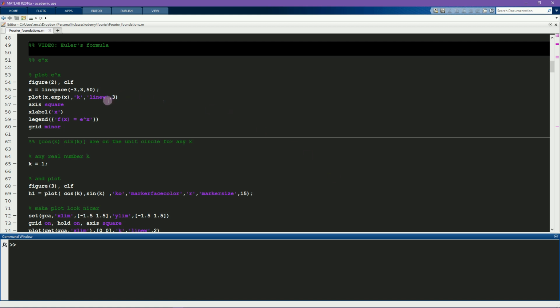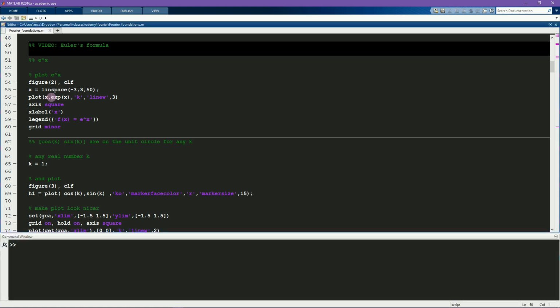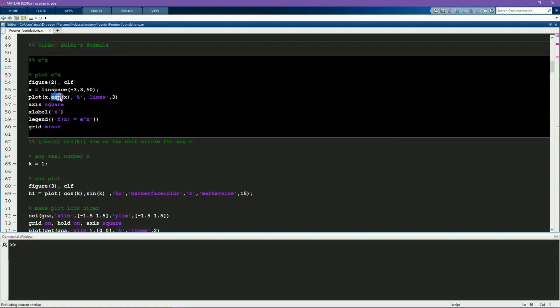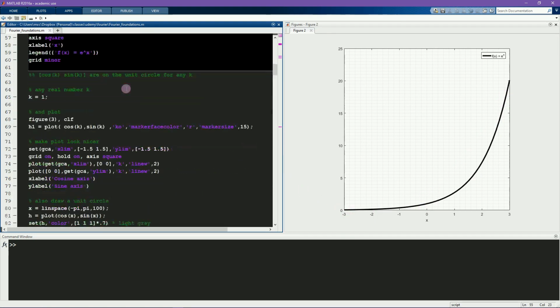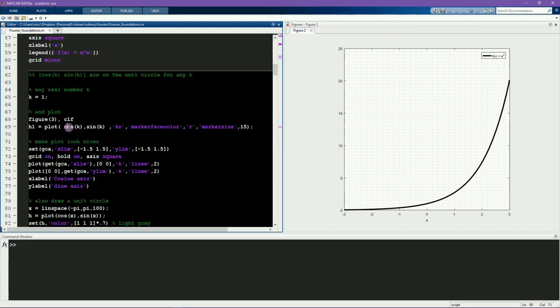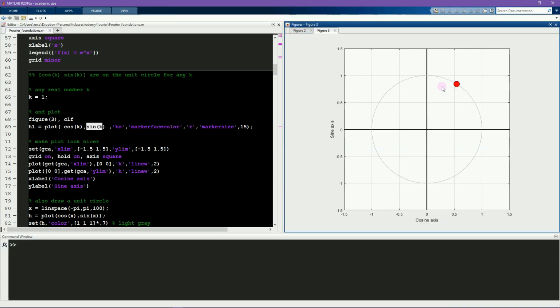So here you see a plot of e to the k. In MATLAB, the natural exponential is given by the function exp. So this reproduces the figure that I had in the slides. This code here illustrates that for any value k, the plot of cosine k by sine k is a number on the unit circle. You can try this yourself.